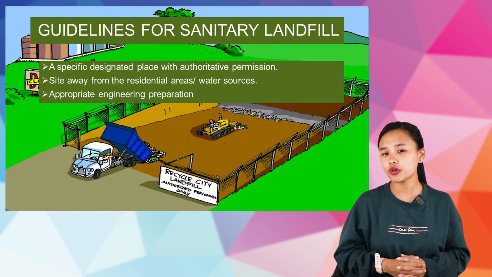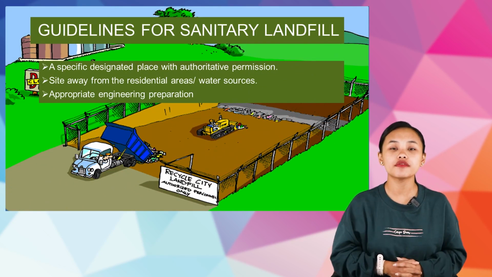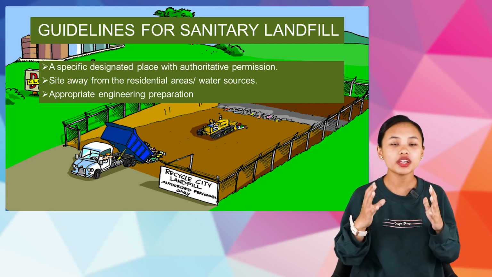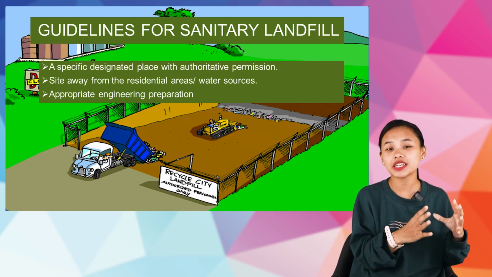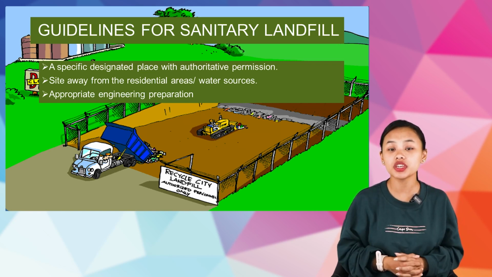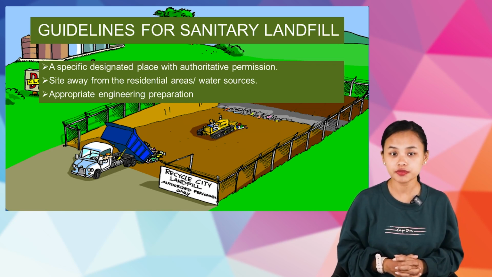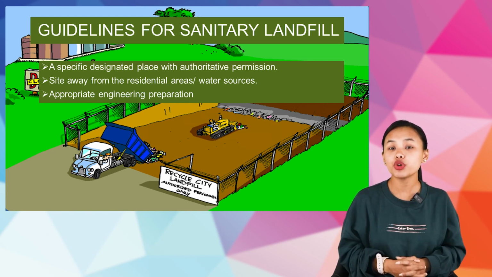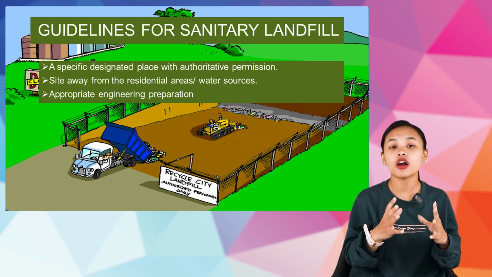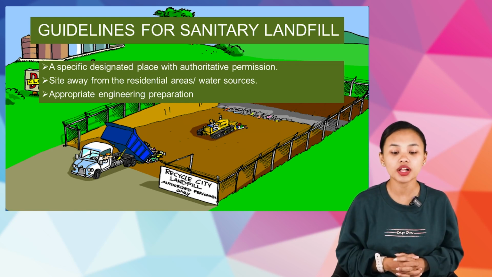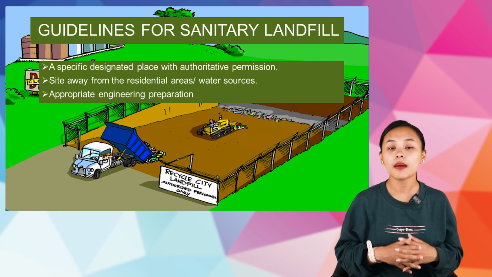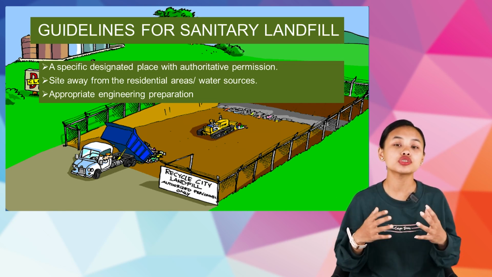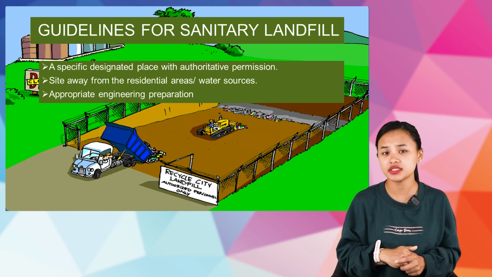So here are a few guidelines that we need to follow whenever we choose this method for disposal of the waste. The first is that you should choose a specific designated place along with authoritative permission. And whenever you choose the site for dumping the waste, make sure that it is far from residential areas as well as from water sources, because if it is near those, it can pollute them and also lead people to suffer from many diseases.